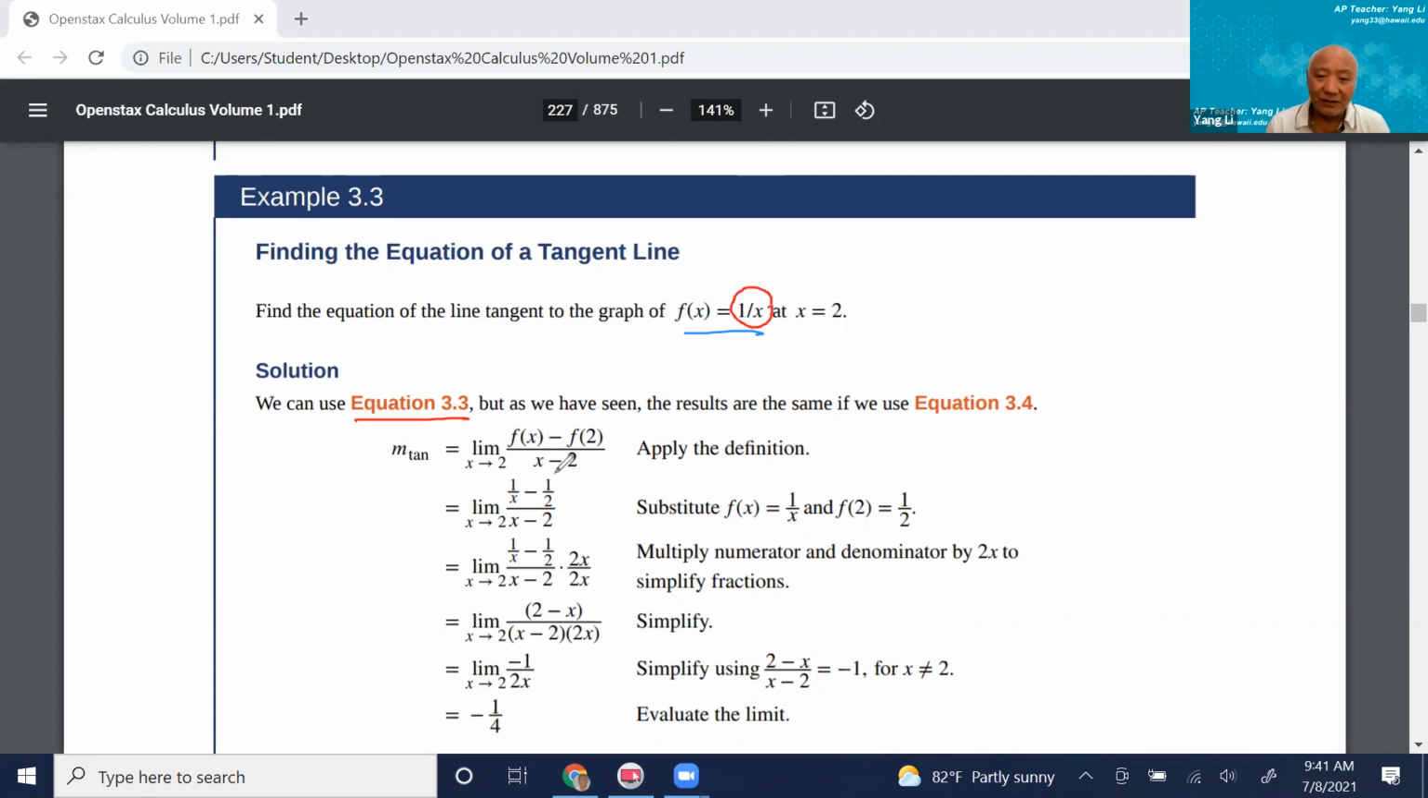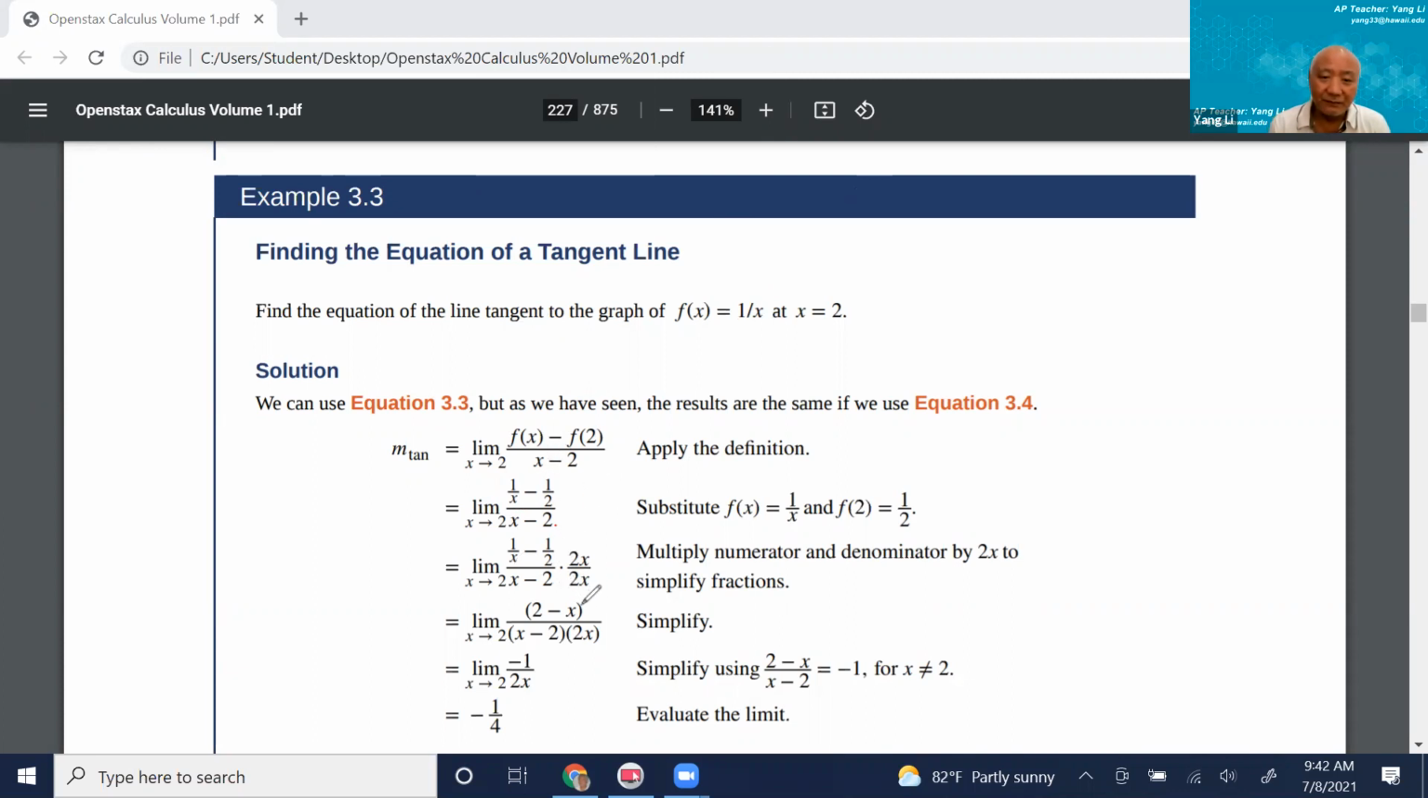This one. So that's why here they have what? This one, minus f(2). f(2) means what? Just simply plug in x equals 2. So that's 1 over 2. See that? So this one just simply plug in, right? So you have this now, and the bottom one is x minus 2.